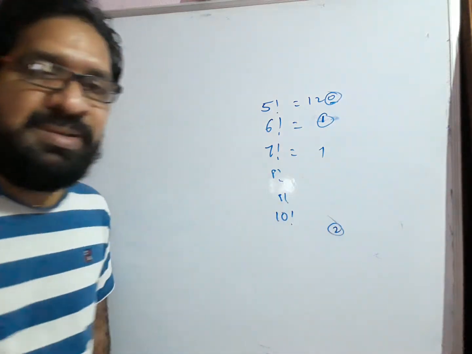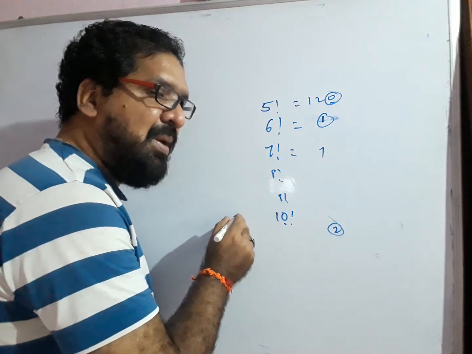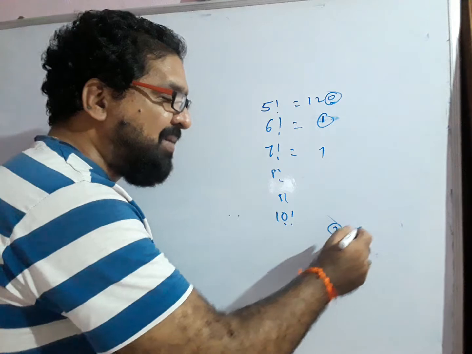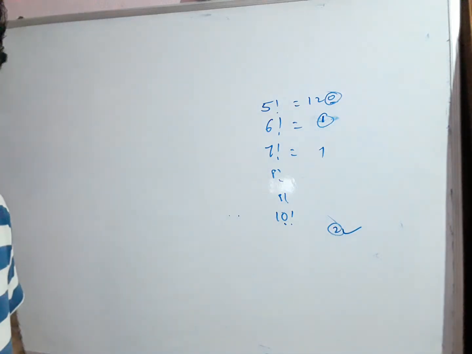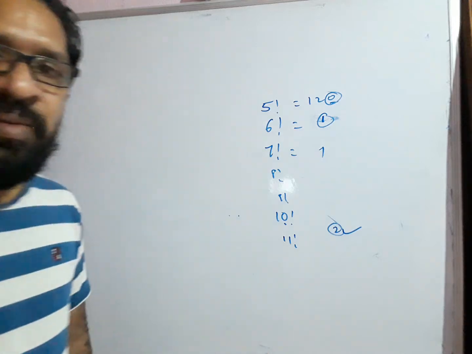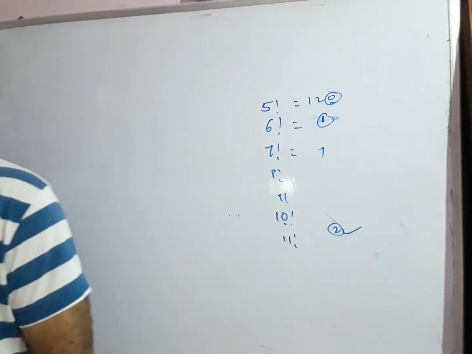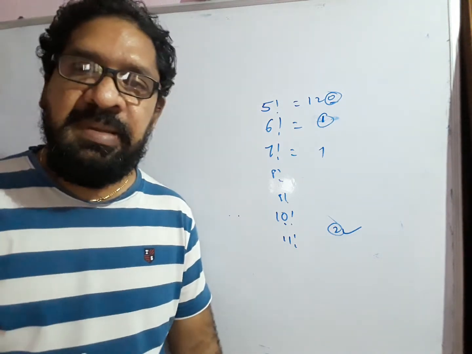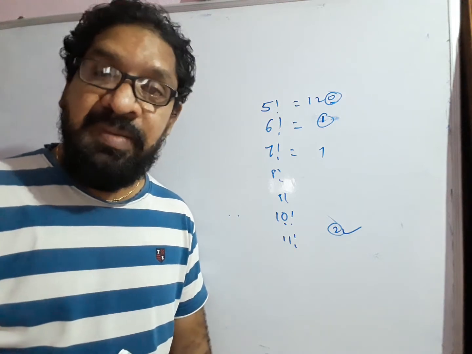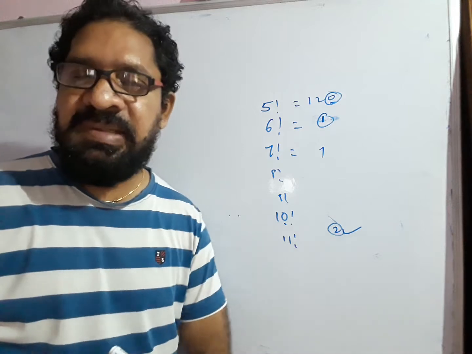Here there will be two zeros. Why? Because there will be one 10 here, as well as 5 into 2, which is 10, so one more 10. That is why the number of zeros is equal to 2. Again 11 factorial, also the number of zeros does not change. 12 factorial, 13 factorial, 14 factorial, up to 15 factorial, there is no change. Again from 15 factorial onwards the number of zeros is going to change. The number of zeros will be 3. Right? So like that some modifications will be there.